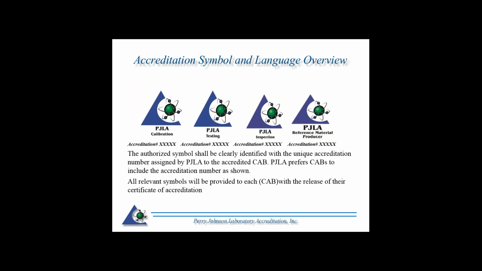This should look familiar. This has been in our SOP 3. We've expanded it. PJLA has gotten into some other areas, as you can see, in inspection and reference material producers. So the authorized symbol, if you're utilizing the symbol, shall be clearly identified with the unique calibration number assigned by PJLA to the accredited CAB. PJLA prefers CABs to include the accreditation number as shown. That needs to be within close proximity of the symbol. All relevant symbols will be provided to each CAB with the release of their certificate of accreditation.